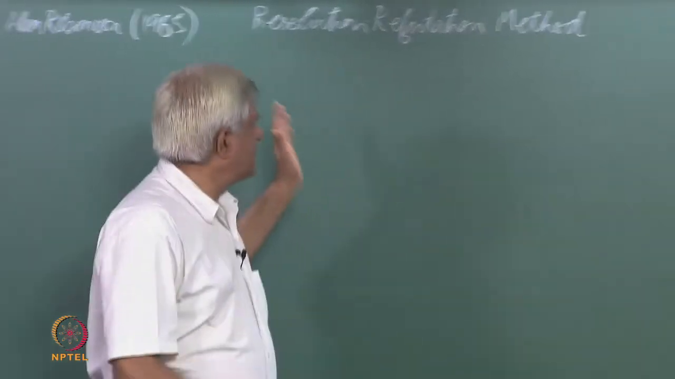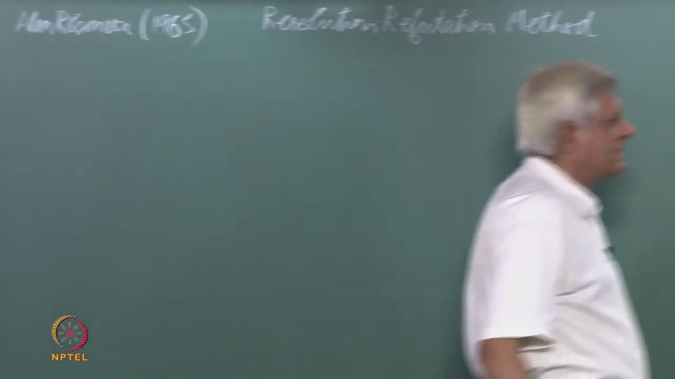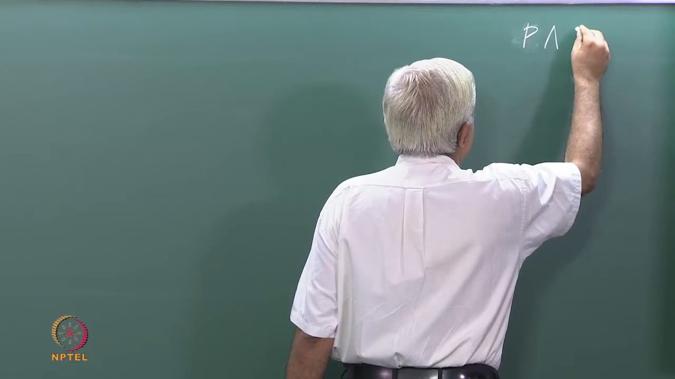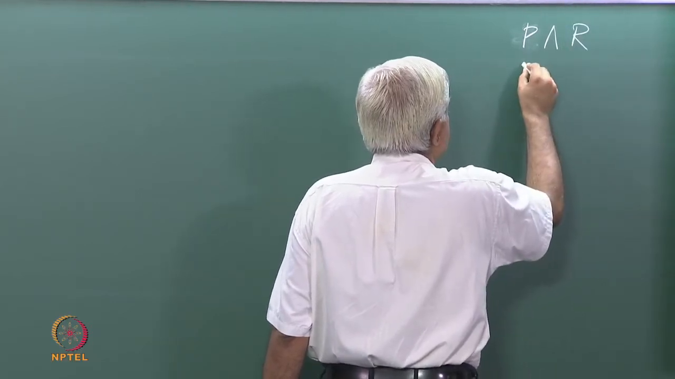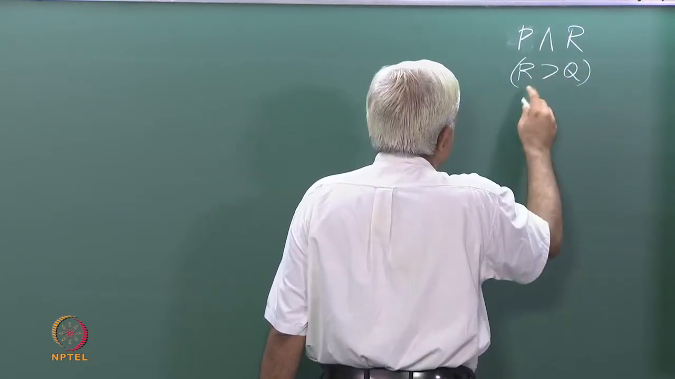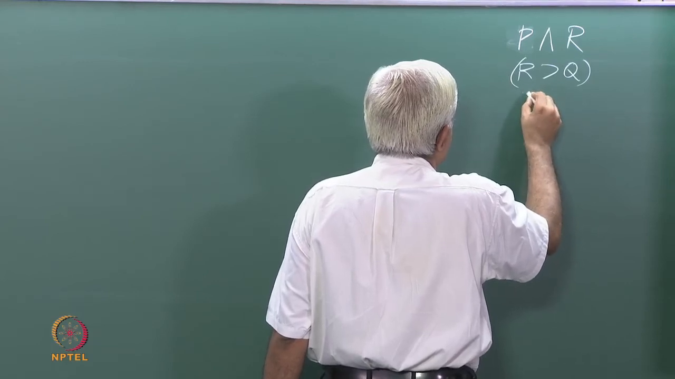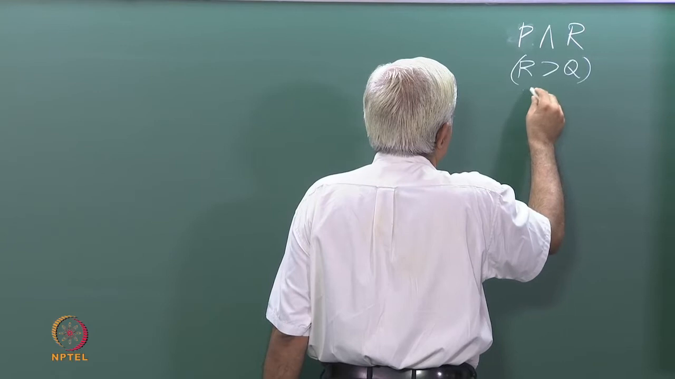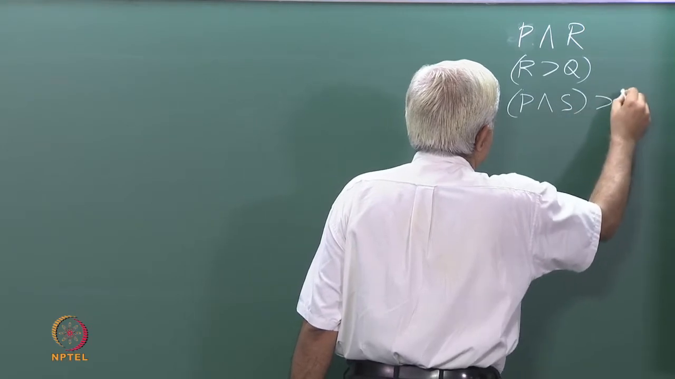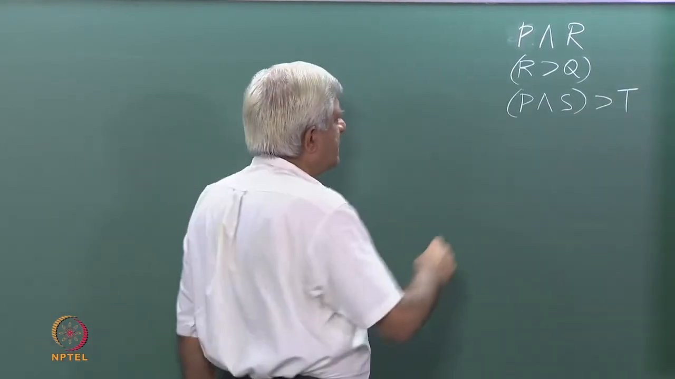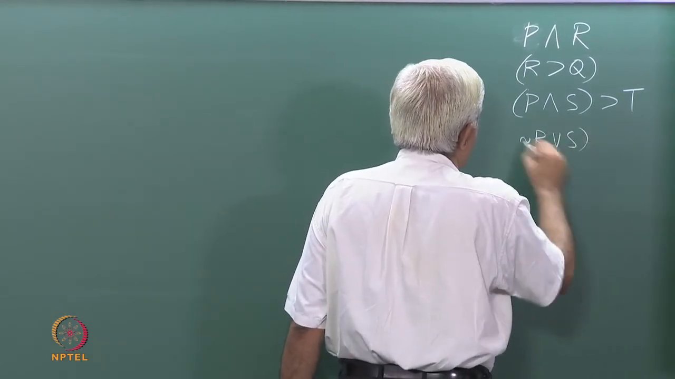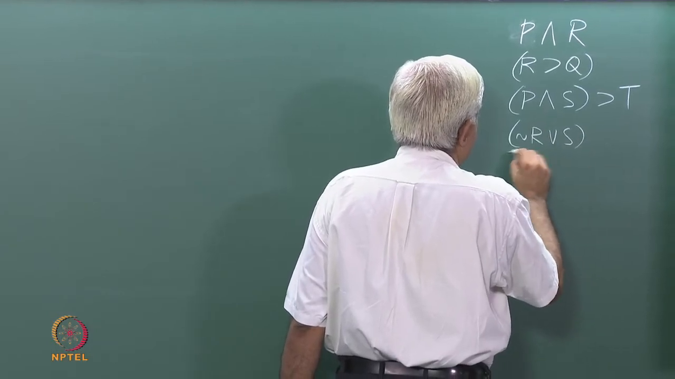So, to motivate this resolution method, let us go back to the problem that we started with, the example that we were looking at, which said that P and R or something like that, R implies Q, P and S implies T. So, I am not using the same symbols, but anyway it is the same problem. And from this we have to show T essentially.